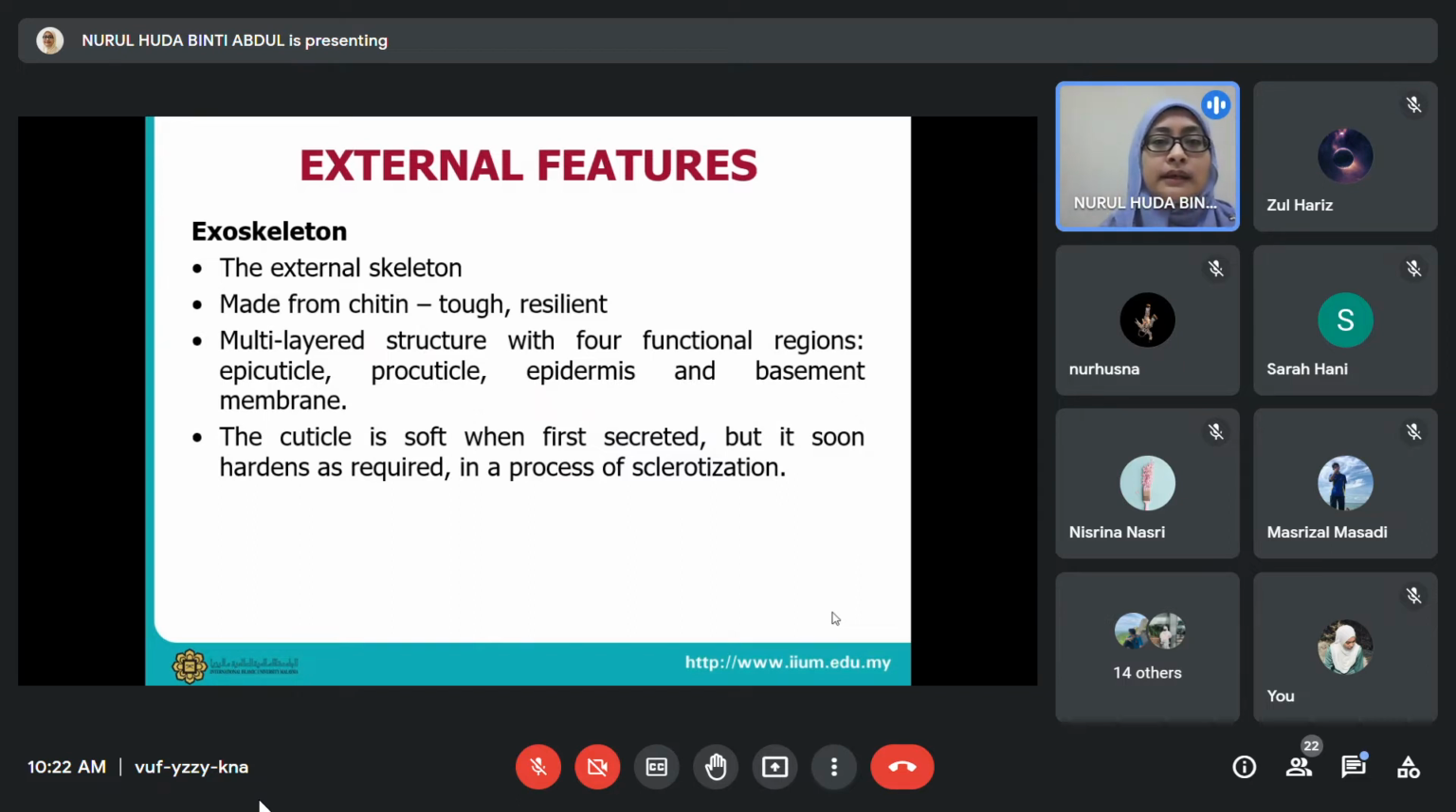Okay, and then for this exoskeleton, there are a few parts or a few layers. We call it like epicuticle, procuticle, epidermis, basement membrane and so on. So you can imagine that dia macam ada banyak layer lah. Macam kulit kita ada layer kan, but we didn't consider our skin as an exoskeleton. Okay, because our skin does not support kita punya the whole body. Yang support adalah kita punya what we call it tulang.